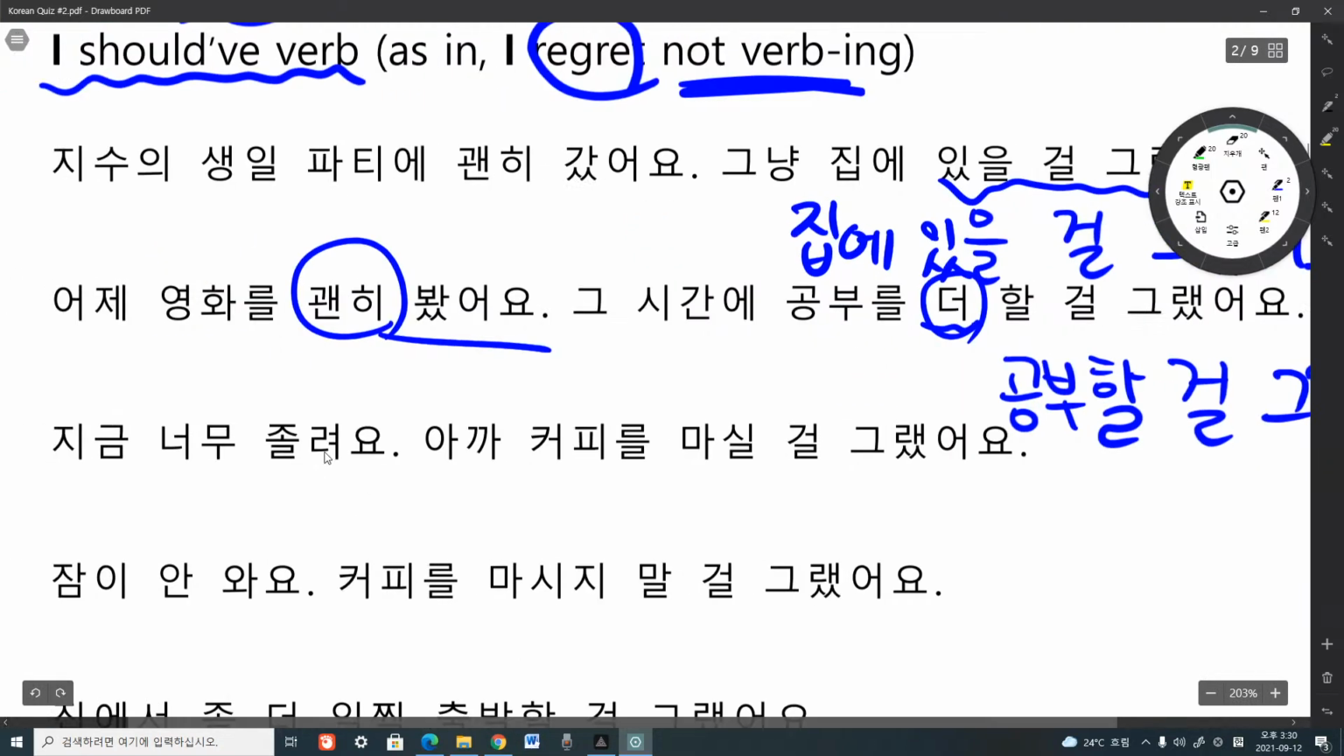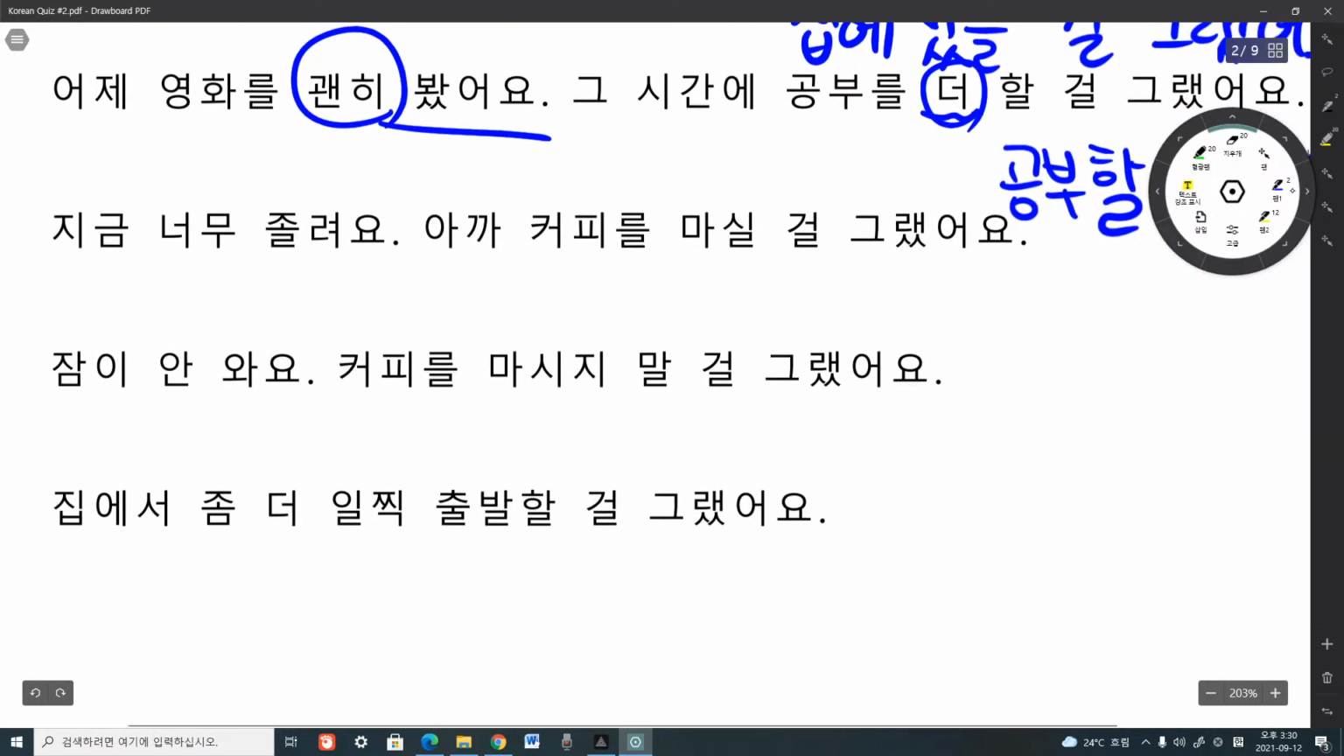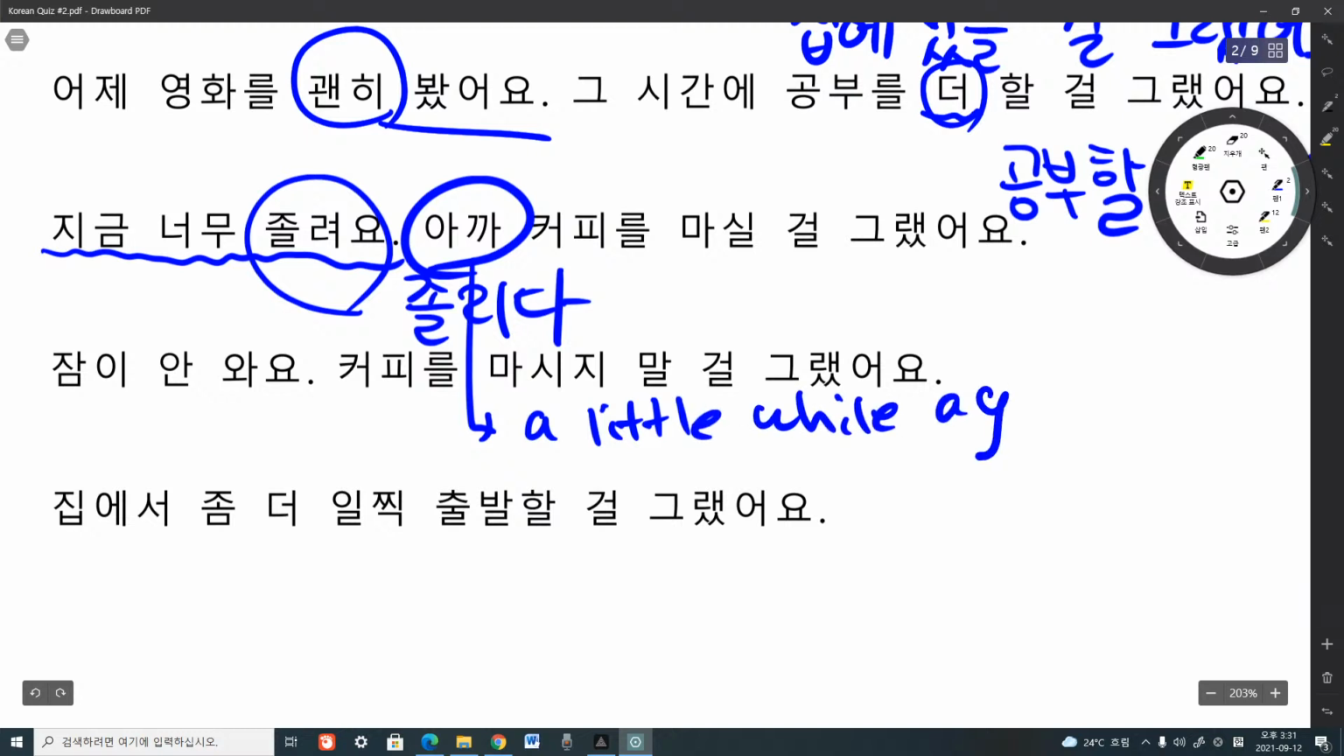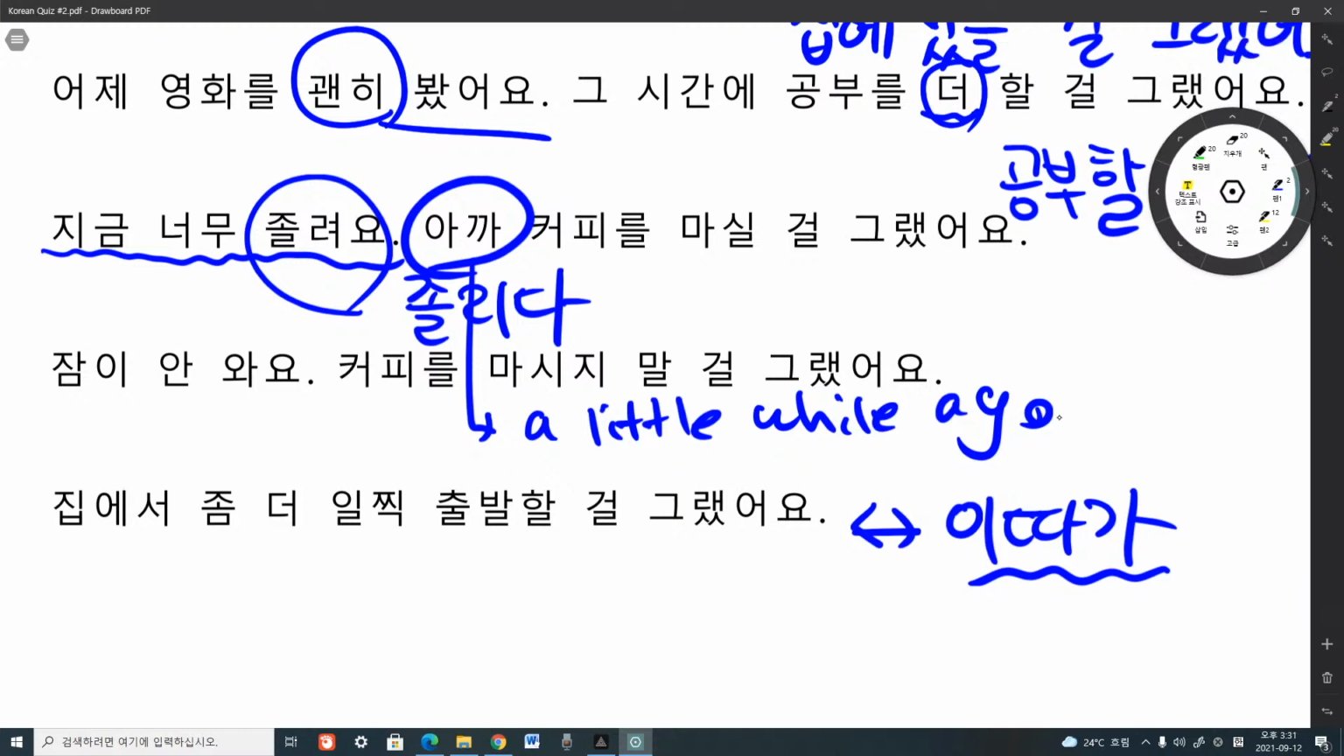그 다음에 지금 너무 졸려요. 여러분 졸리다 뜻 알아요? 졸리다. To be sleepy. 아까 means a little while ago. 아까. And the antonym would be 이따가, which means a little later. A little later, and this is a little while ago.